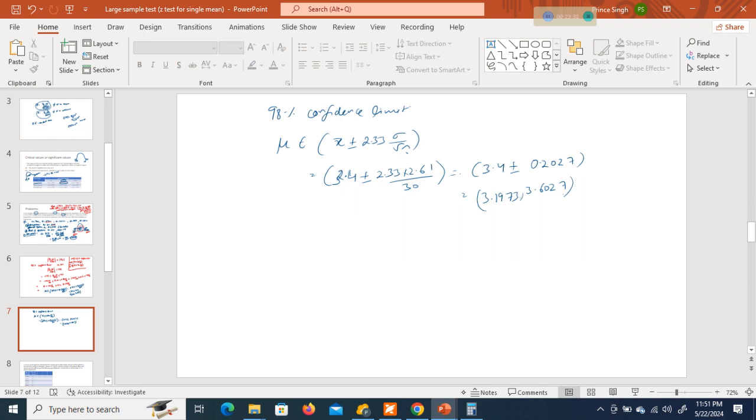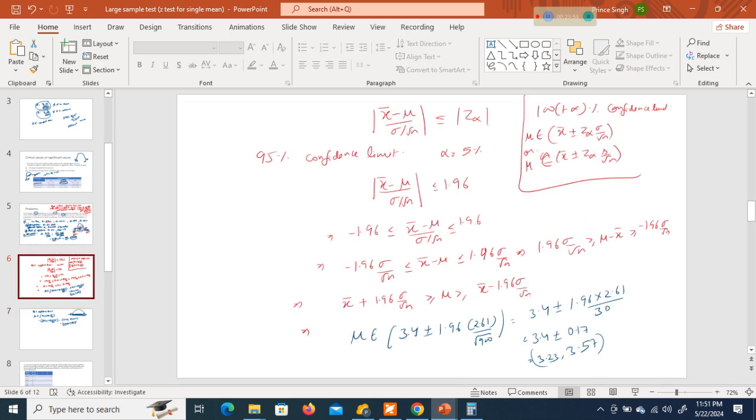So 98% means it will widen the interval, right? And 95% will narrow your confidence interval, right? So you can see here its value is 3.19 to 3.60. For 95% it is 3.23 to 3.57.